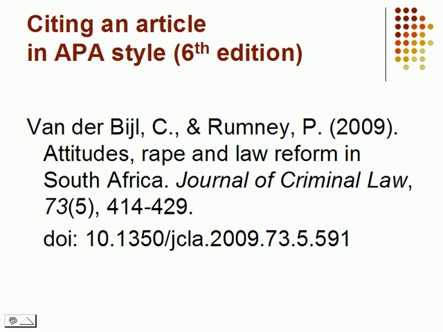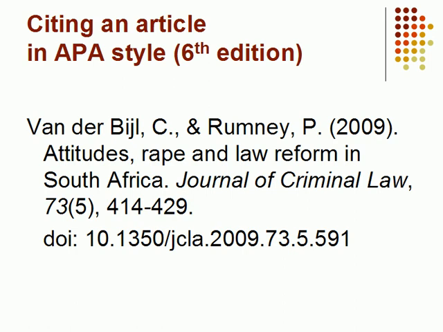Here's an example of an article citation in APA style, according to the newly released 6th edition. Notice that in APA style, we don't spell out the author's first names. We just use an initial instead. Then we have the year of publication in parentheses. The title of the article is not in quotation marks, and only the first word and any proper nouns begin with a capital letter. The title of the periodical is italicized, and so is the volume number. The issue number is in parentheses, followed by the page range.